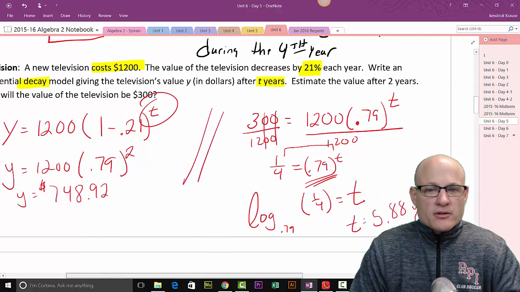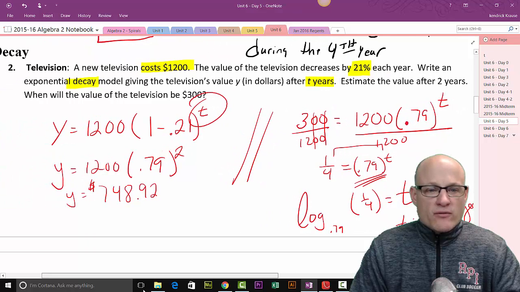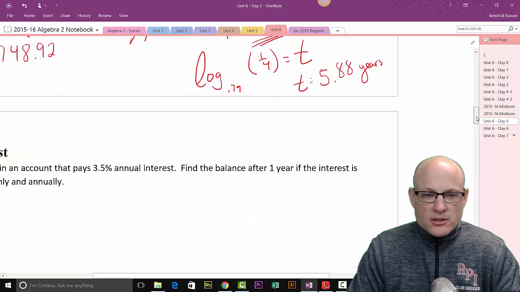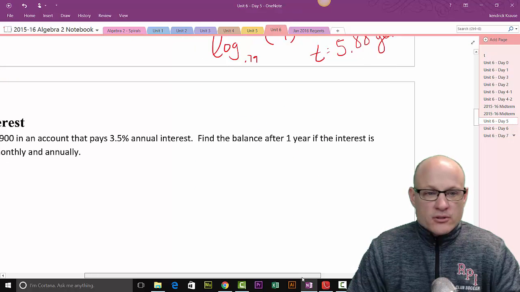So the question says, when will the value of the television be $300? After 5.88 years. I'm going to come to a better question soon.